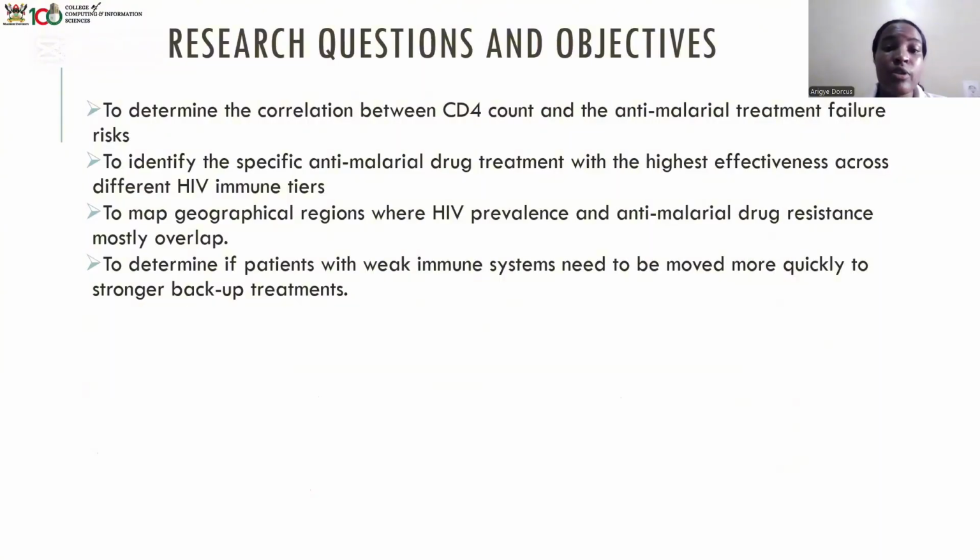Our study focused on 4 key objectives. First, to determine the relationship between the cluster of differentiation 4 count and antimalarial treatment failure risk. Second, to identify which artemisinin-based combination therapy drug performs better under different human immunodeficiency virus immune conditions. Third, to map geographic regions where HIV prevalence overlaps with antimalarial drug resistance. And fourth, to investigate whether immunocompromised patients require faster escalation to alternative treatment strategies.